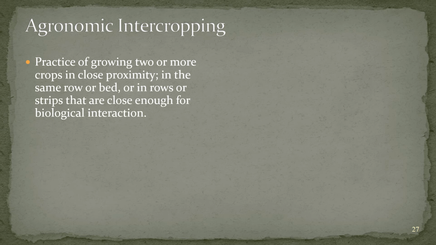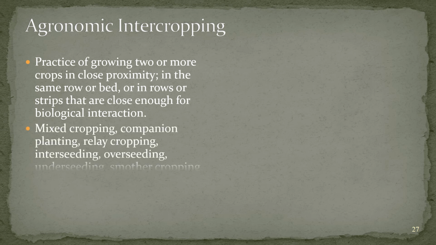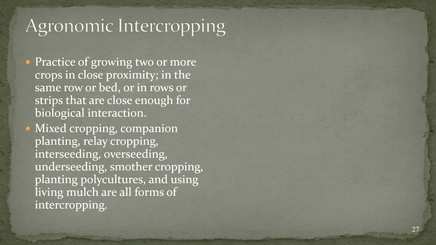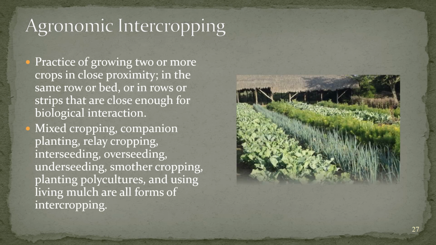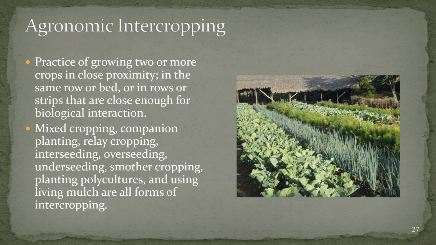Another tool in our arsenal is agronomic intercropping, which is the practice of growing two or more crops in close proximity in the same row or bed or in rows or strips that are close enough for biological interaction. Mixed cropping, companion planting, relay cropping, interseeding, overseeding, underseeding, smother cropping, planting polycultures, and using living mulch are all forms of intercropping. Here's a great example on a small farm where intercropping is shown.